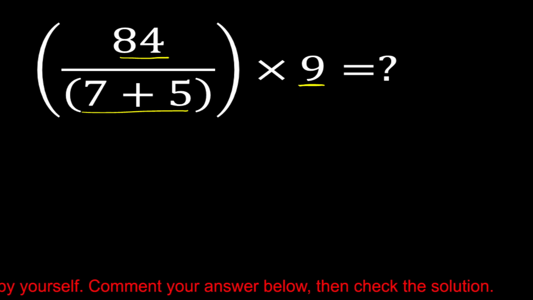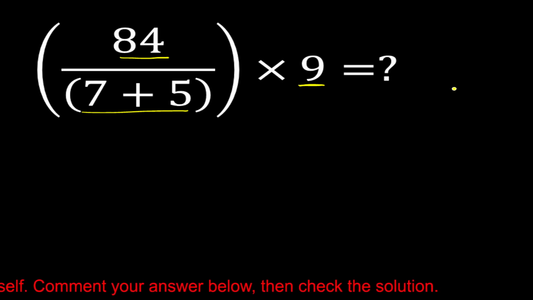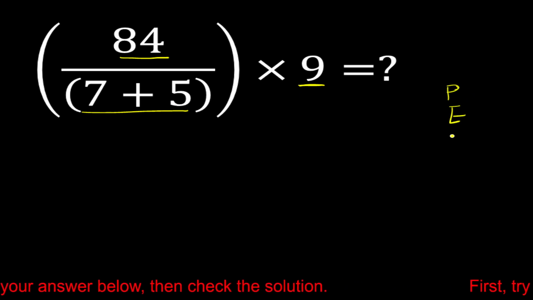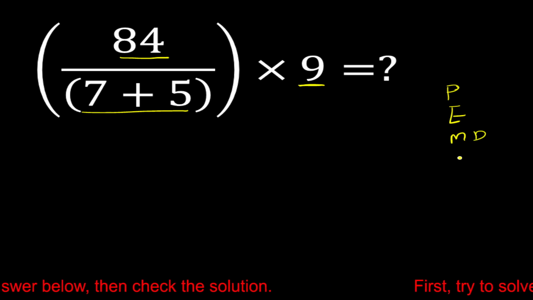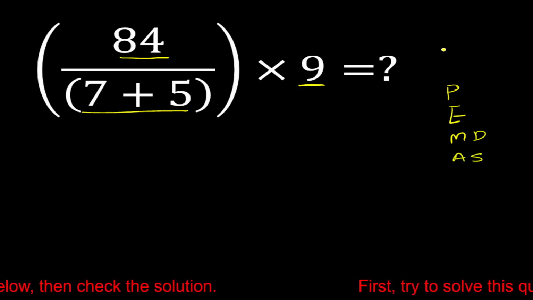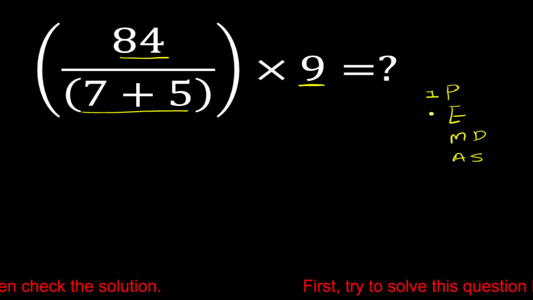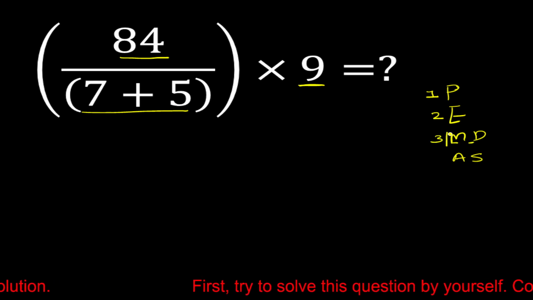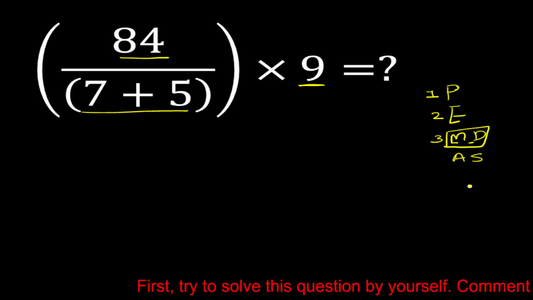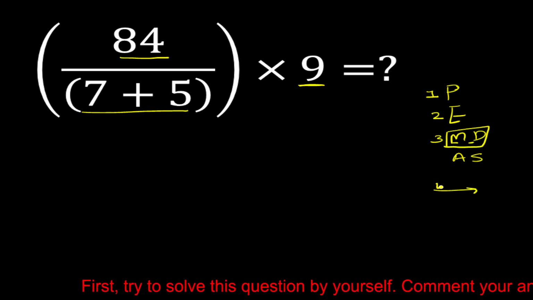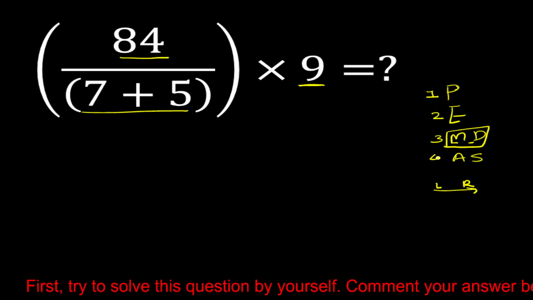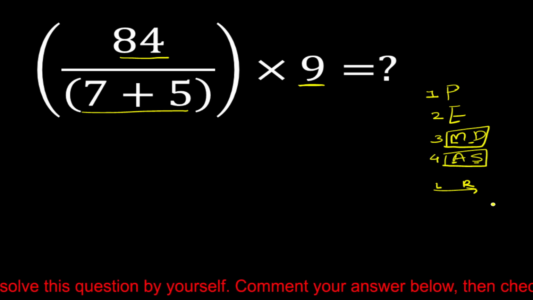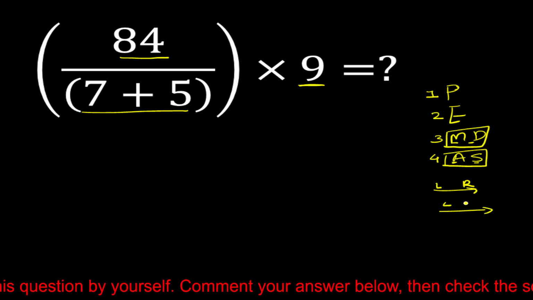So now let's solve this problem correctly by using the PEMDAS rule. PEMDAS. So first priority is parentheses, second priority is exponents, third priority is multiplication and division. Here multiplication and division both have equal priority, so we have to solve it from left to right. And fourth and last priority is addition and subtraction. Also addition and subtraction both have equal priority, so we have to solve it from left to right, okay?